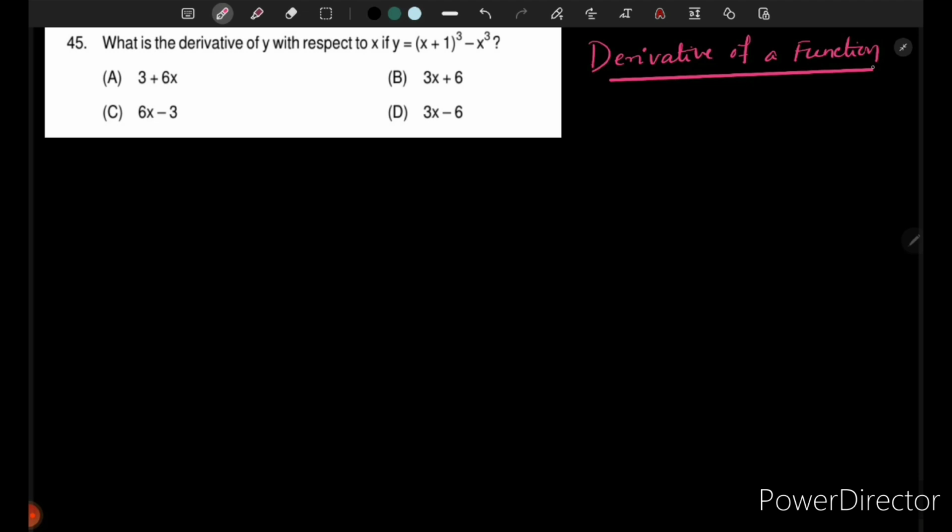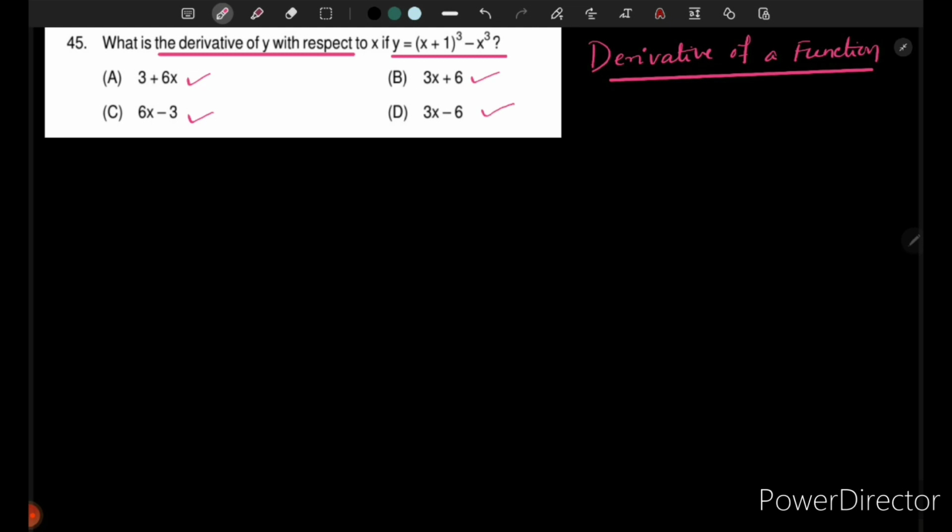And today's question is, what is derivative of y with respect to x if the function is given as y equals to (x plus 1) to the power 3 minus x cube, and the options are 3 plus 6x, 3x plus 6, 6x minus 3, 3x minus 6.